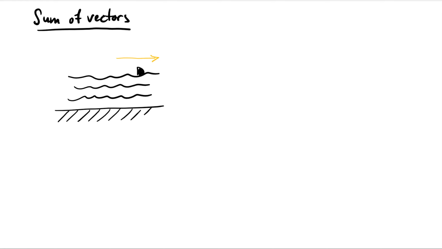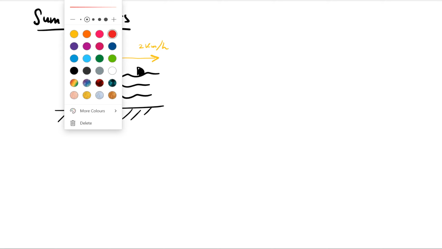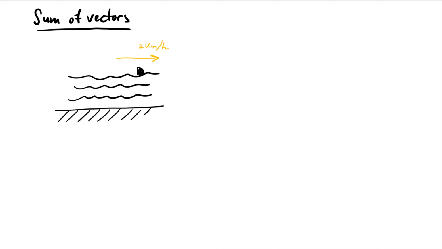There's a current, okay, going in this direction, of 2 kilometers per hour. And then you've got a swimmer that decides to swim at 3 kilometers per hour. Pretty fast, but that's actually manageable. He's heading with an angle of 45 degrees. So 3 kilometers per hour is the magnitude of his velocity, and then there's the current also that has a magnitude and a direction.